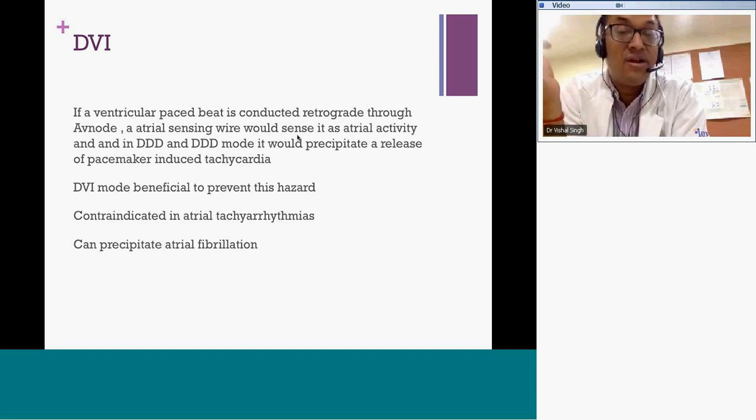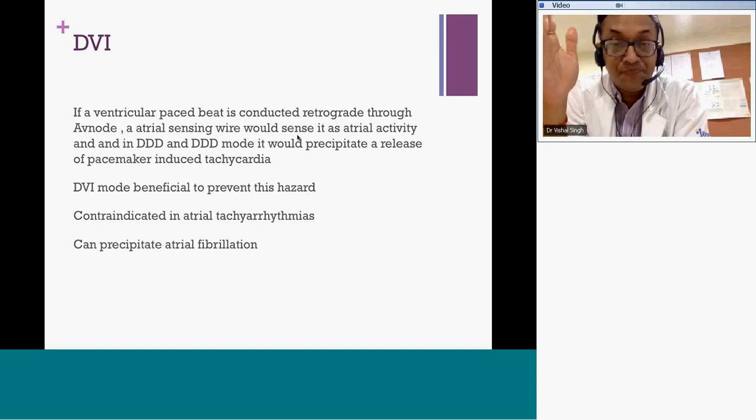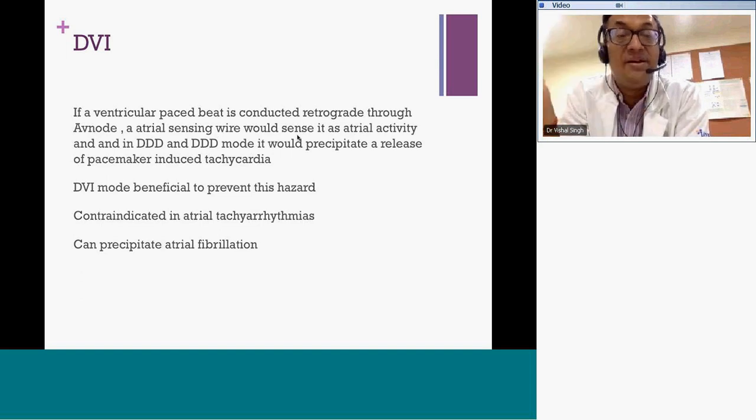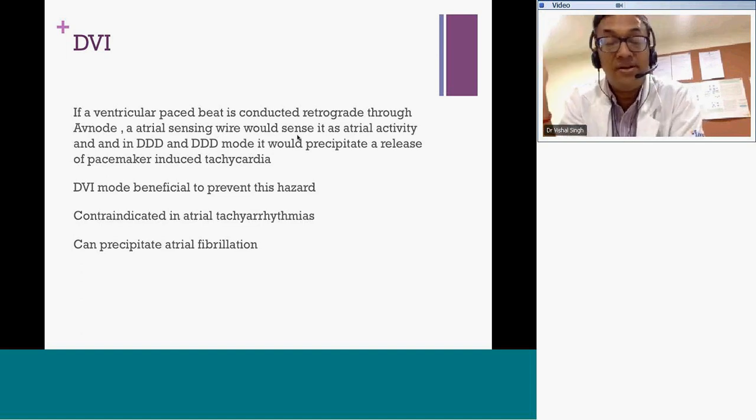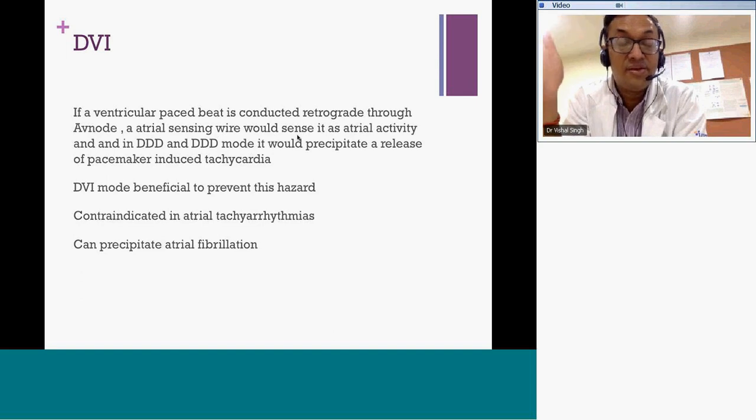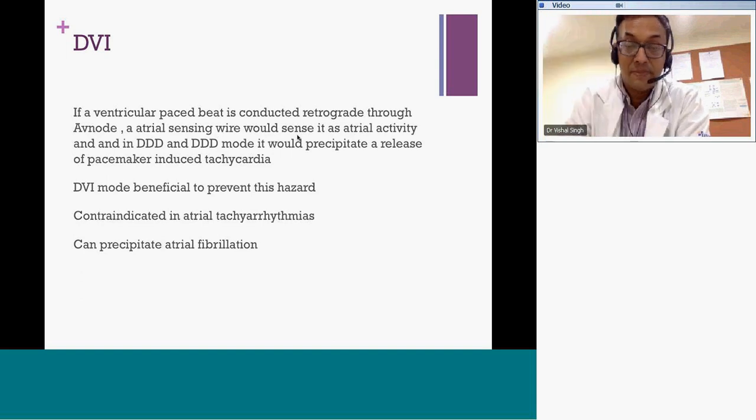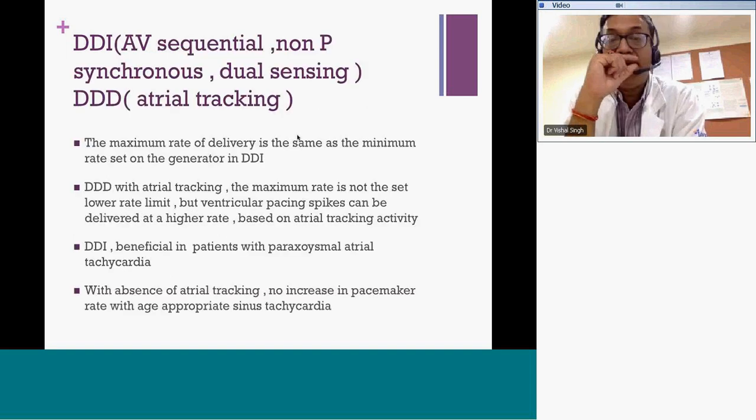Ventricular beat is conducted retrograde through the AV node. The atrial sensing wire would sense the atrial activity, and in DDD and DDI mode, it will precipitate pacemaker-induced tachycardia. So, basically, the ventricular paced beat is conducted retrograde through the AV node, and again the atrial activity precipitates a pacemaker-induced tachycardia. Now, in DVI mode this doesn't happen, but it is predisposed to atrial arrhythmias and can also precipitate atrial fibrillation. Be careful. That's really not used in DVI by world standards.